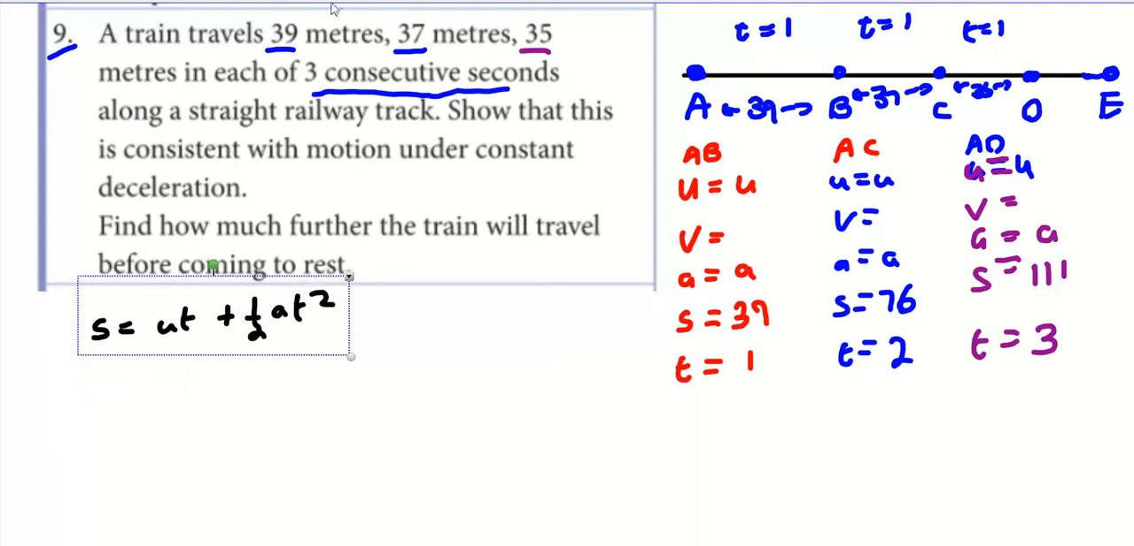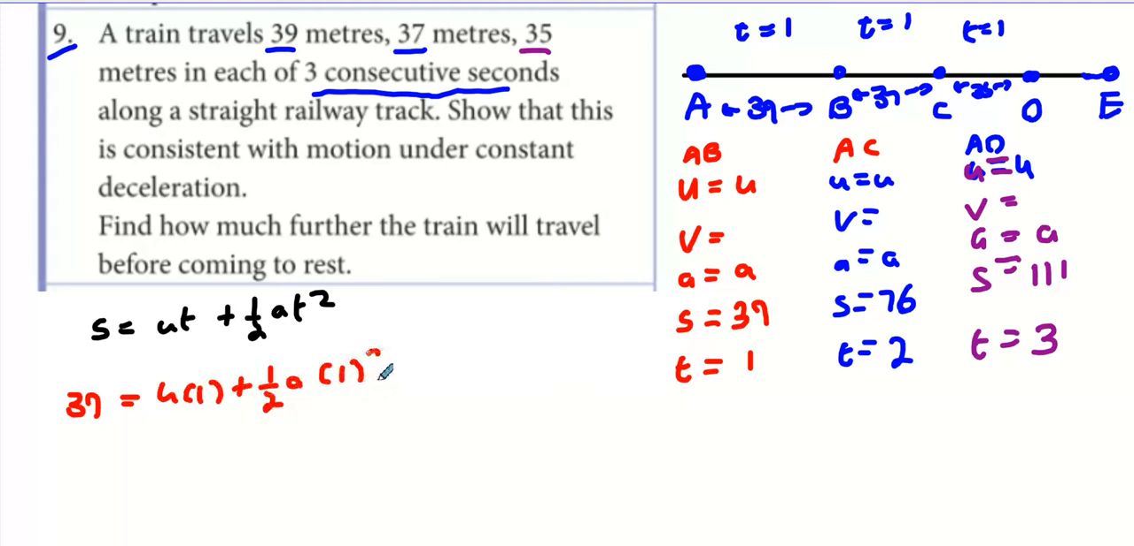Let's start off with the red section. So what do we get here? 39 equals u times 1 plus a half a times 1 squared. u plus a half a equals 39. I don't like fractions, so I'm going to multiply both sides by 2. 78 equals 2u plus 1a. That's from the red data set.